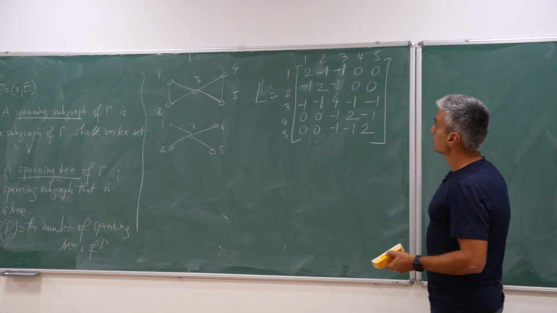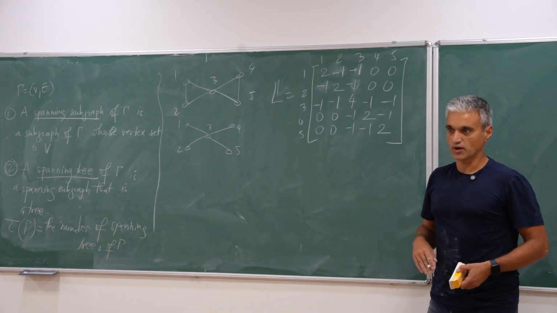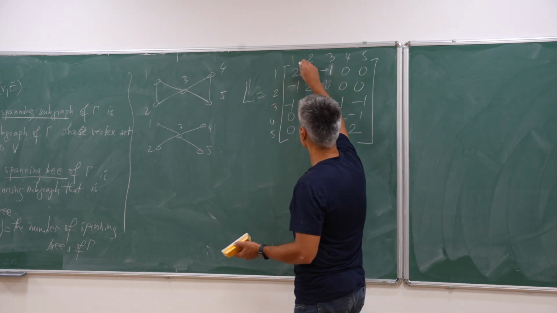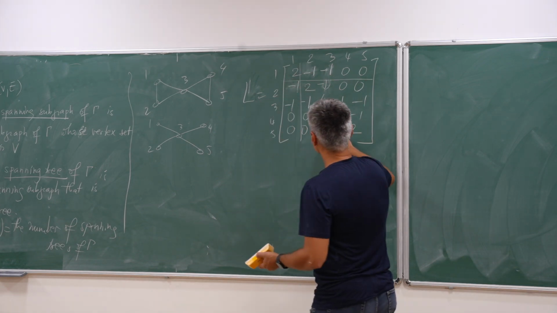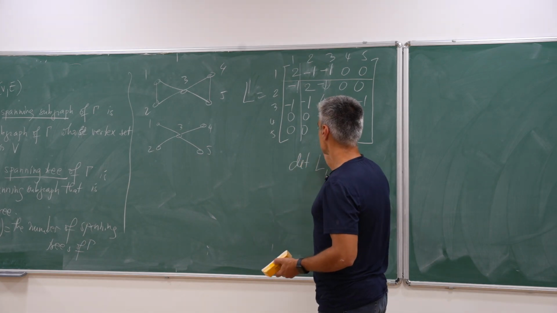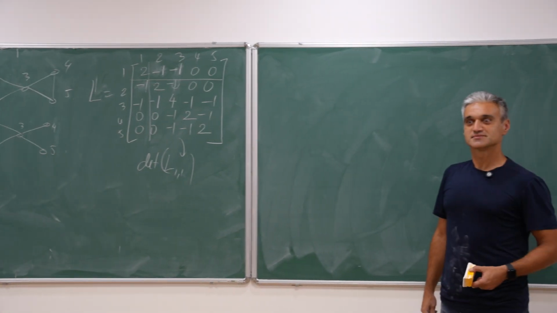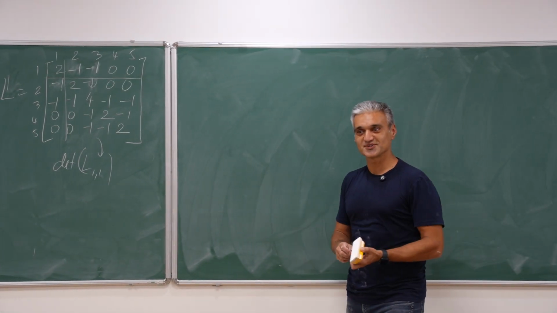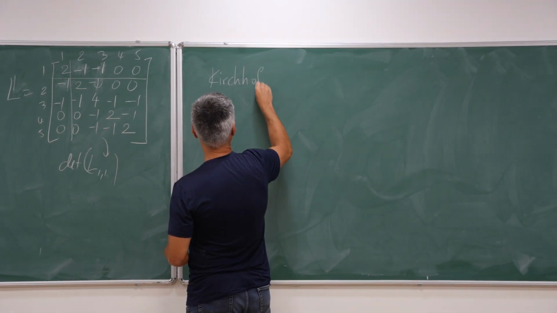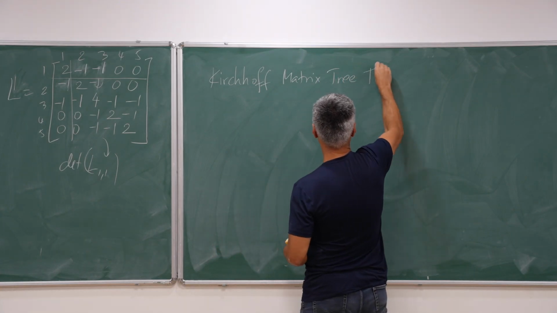Okay, so what you do, you pick your favorite or your least favorite row and column. Okay, let's say they're the same. First and first, because you want to destroy things early. Delete this, delete this. You get a 4 by 4 matrix here, which I call L11. Take the determinant, and that's your answer. Isn't that like magic? What kind of sorcery is this? So this is what people call the Kirchhoff matrix tree theorem.